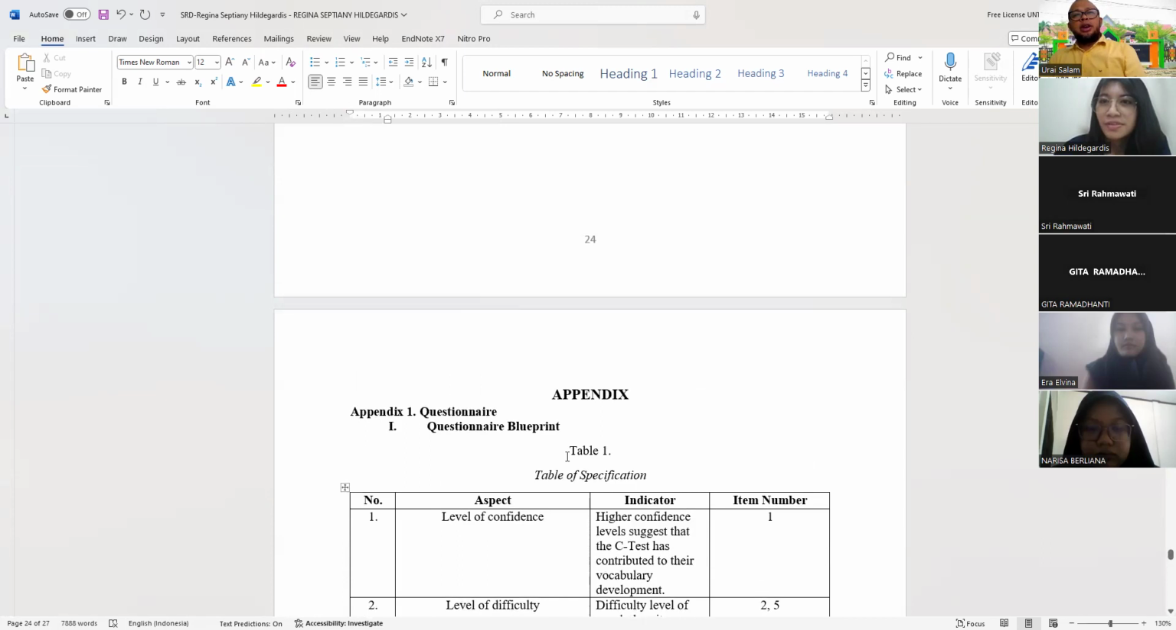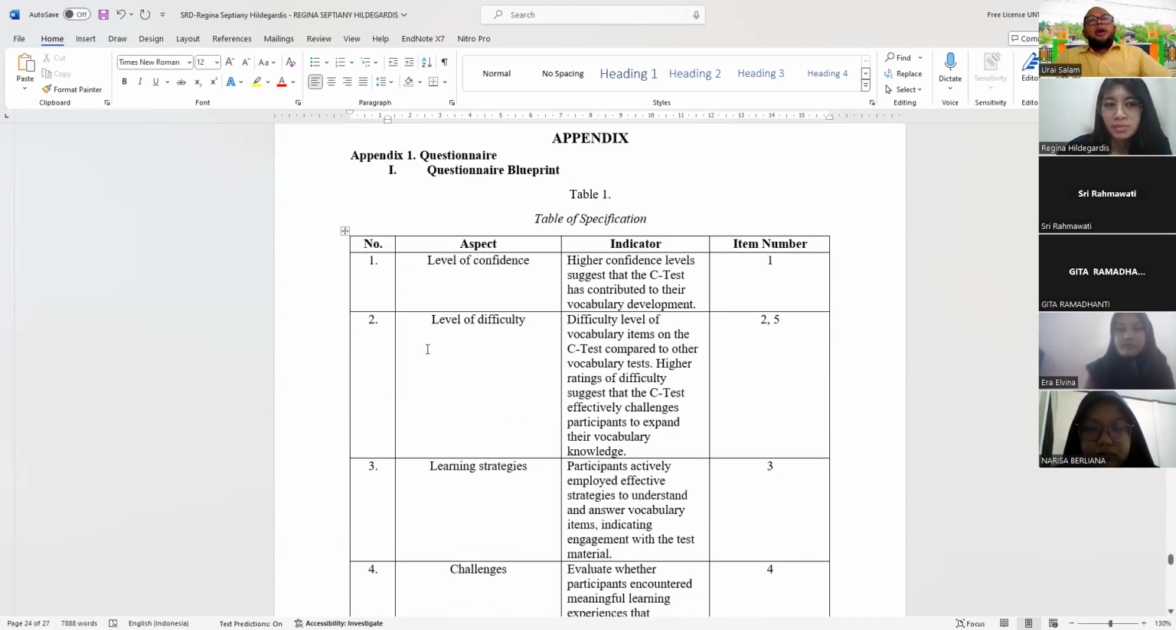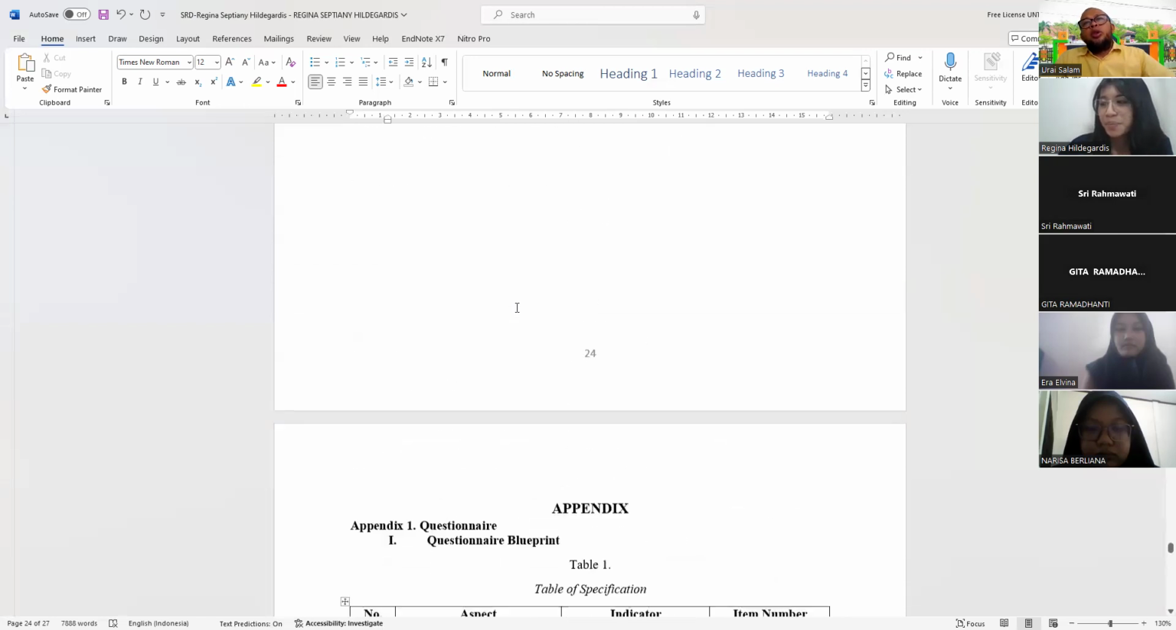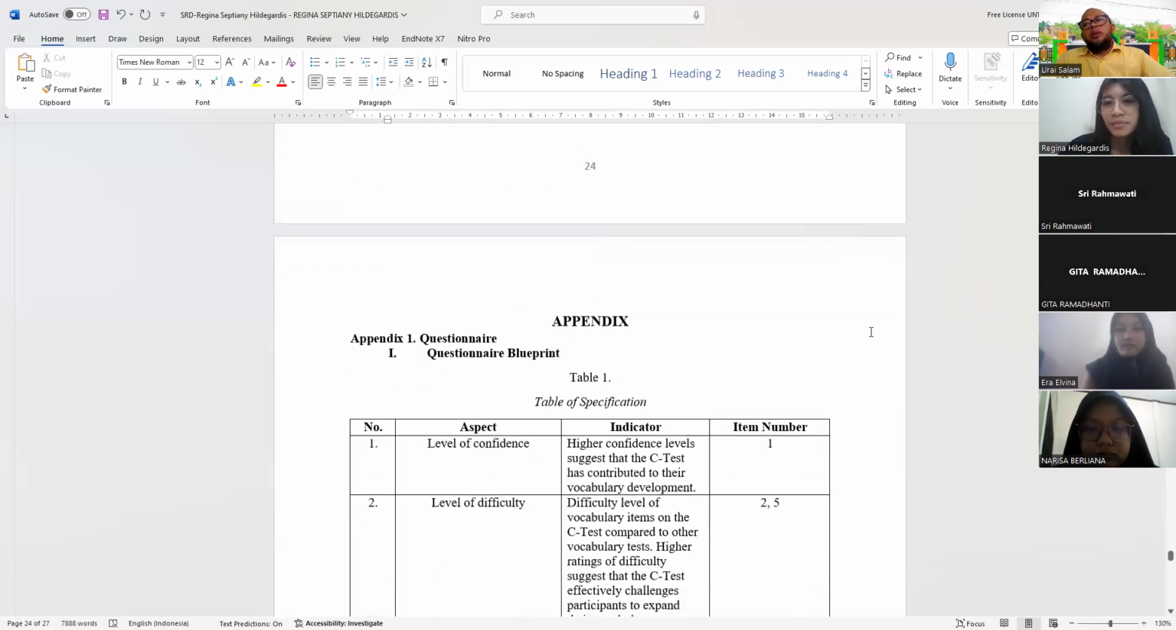Makanya itulah tadi saya sarankan kalau kita ngambil yang sudah jadi mungkin akan jauh lebih bagus. Ini tiba-tiba ada level confidence, difficulty, strategies, challenges. Meanwhile, you don't talk about any of these in your literature review.